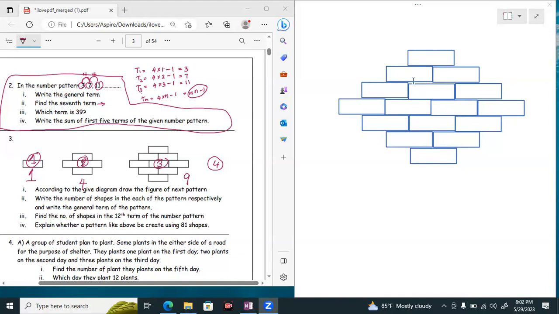Okay, spaces නැතුව මේ විදිහට ඇඳලා තියෙනවා. Okay. Write the number of shapes in each of the patterns respectively and write the general term of the number pattern. Okay, send me your answers.